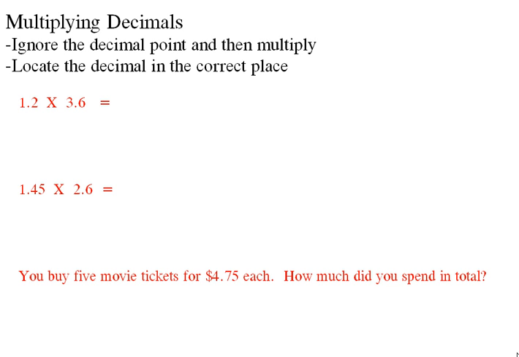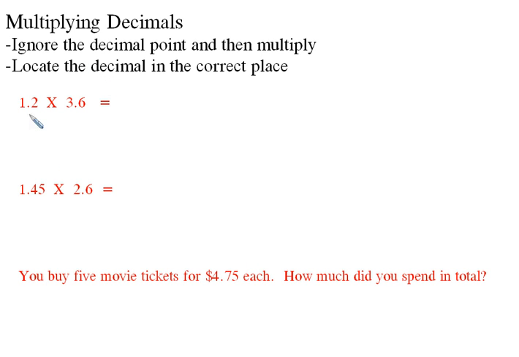So now we're up to multiplying decimals. And multiplying decimals is pretty simple if you just remember a couple rules. The first thing is you need to ignore that decimal point and then just multiply. And then after you're all done with that, you'll locate the decimal in the right place just by counting.